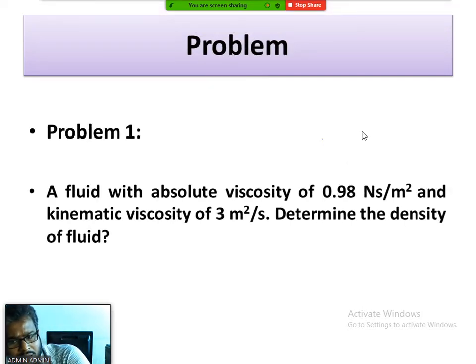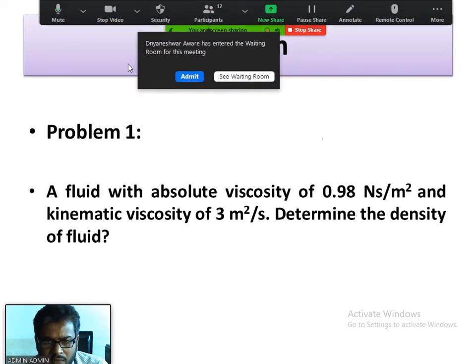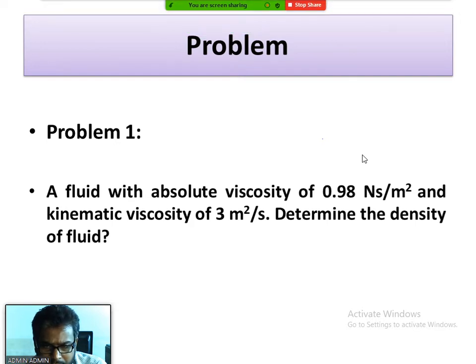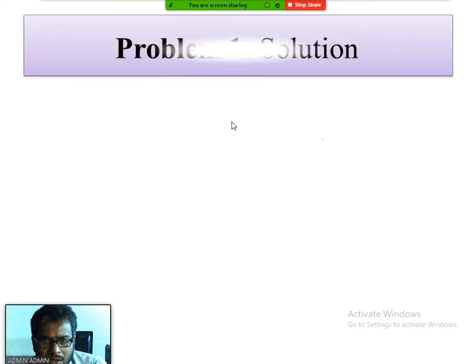Take one problem, you can write it in your notebook. A fluid has an absolute viscosity of 0.98 Newton second per meter square and a kinematic viscosity of 3 meter square per second. Determine the density of the fluid. You can pause and use the formula we saw in the above slide. Let us calculate the solution.